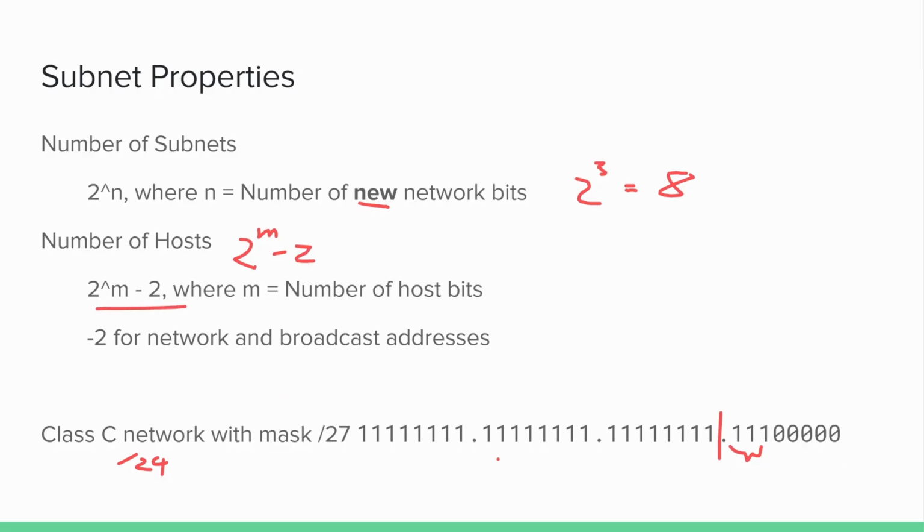So for here, we have 5 zeros. That means 5 host bits, right? So we have 2 to the 5, and then minus 2. That's going to give us 32, and 32 minus 2 gives us a total of 30 usable hosts for each subnet. So if we have a class C network with a mask of /27, we're going to be able to divide that class C network into 8 subnets, each with 30 usable hosts.